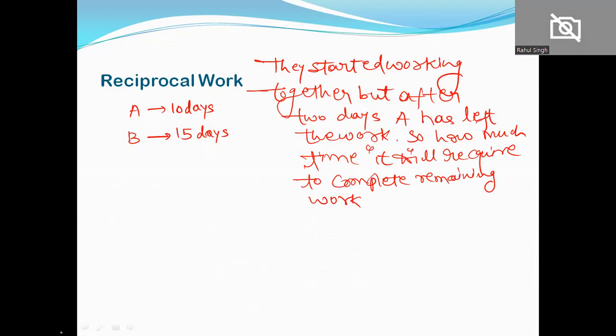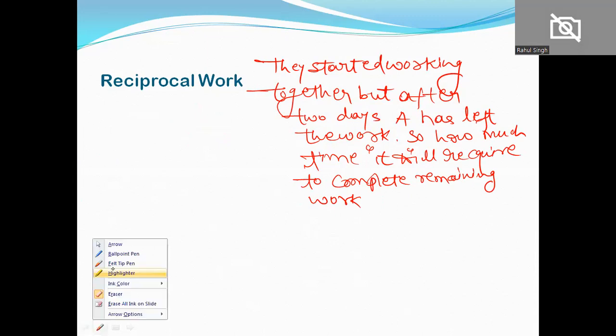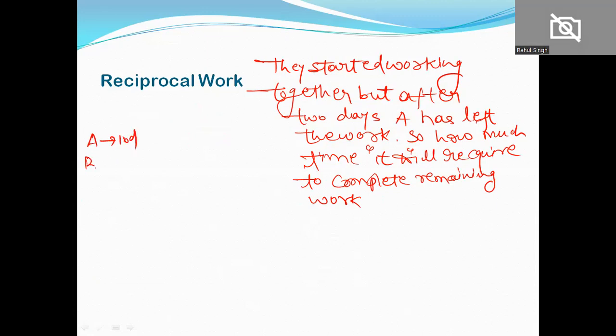Okay, let me erase this and move it back a little. So A was doing the job in 10 days, and B can do the same job in 15 days. So take 30 units of work, we have been doing this for a long time already. So A can do 30 units of work in 10 days, so he can do 3 units of work in 1 day. B can do 30 units in 15 days, so he can do 2 units of work in 1 day.